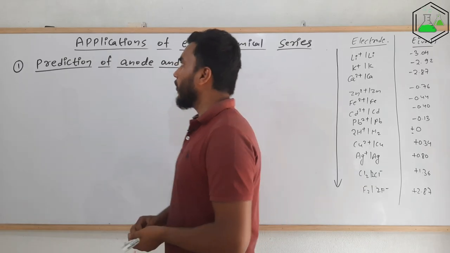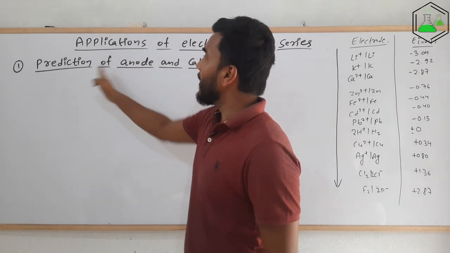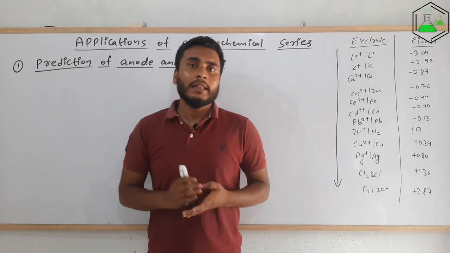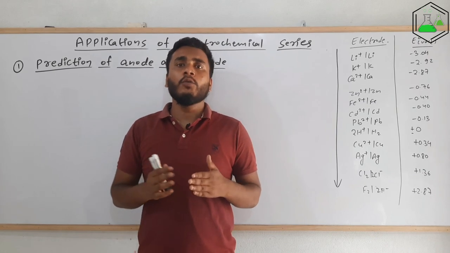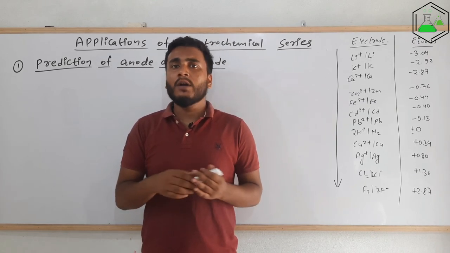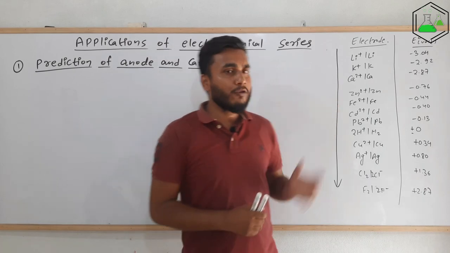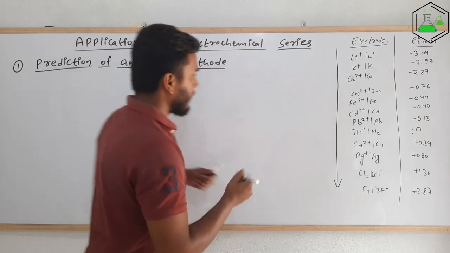The first application of electrochemical series is prediction of anode and cathode. That means in any cell, we can easily know which one will behave as anode and which one will behave as cathode just by seeing the electrochemical series. Let me write it over here.